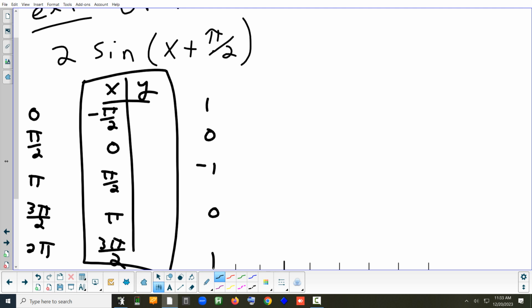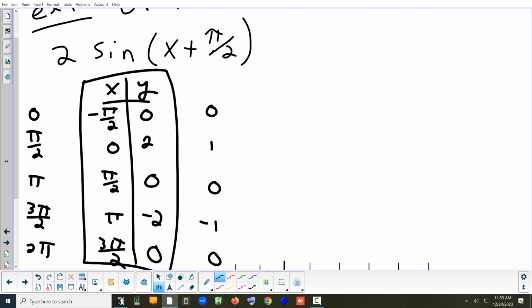And what are we doing to all the y values? Wait, this is sine function. Yeah, you're right, you've got to fix those. All right, so I got all my y values. And what am I doing to all of them? Multiplying by 2. 0, 2, 0, negative 2, 0. That's all I'm going to be looking for on the test in terms of a table. I want to know the final answers. So 1 point for each x and y.